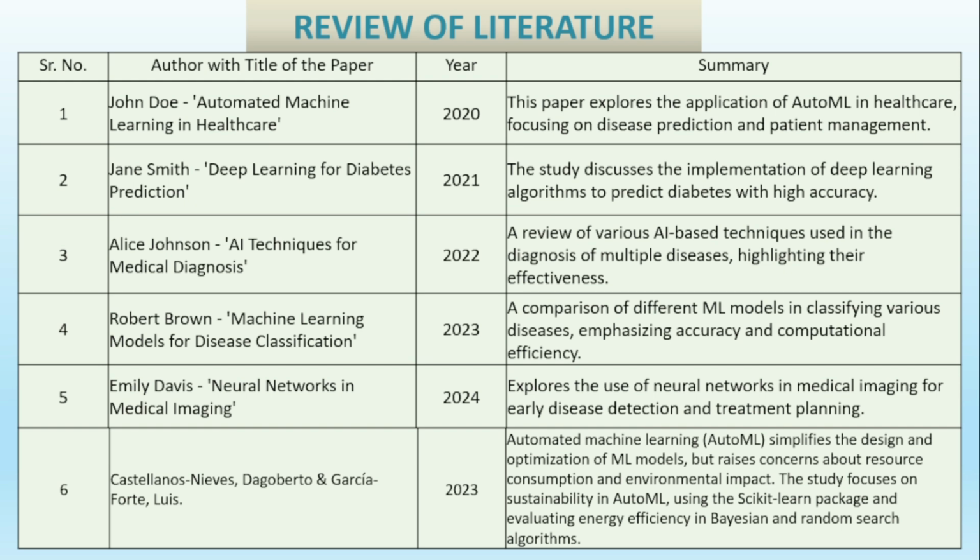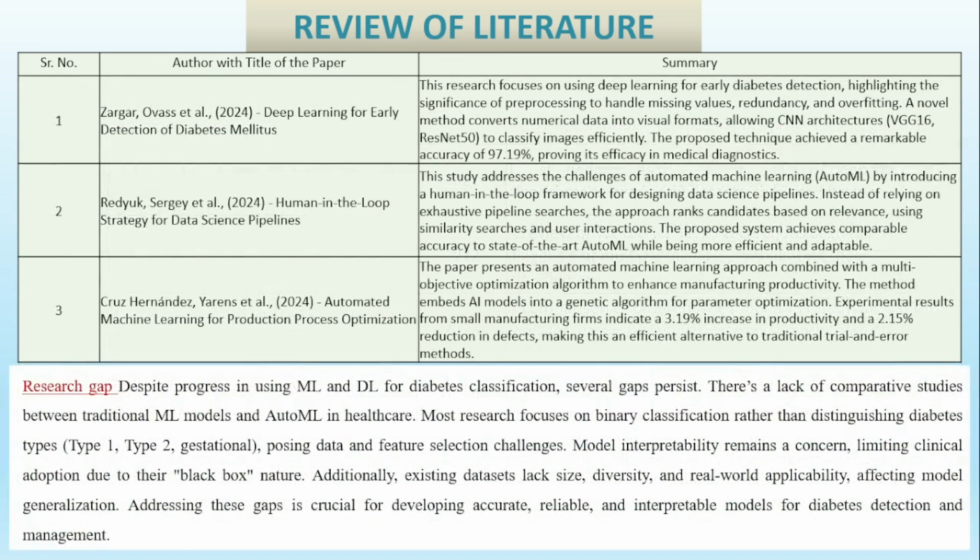Now Castellon, Neves, Dagoberto, and Garcia, 2023 paper: automated machine learning simplifies the design and optimization of ML models, but raises concern about resource consumption and environmental impact. The study focuses on sustainability in AutoML using the scikit-learn package and evaluating energy efficiency in Bayesian and random search algorithms. Now, three papers I have also included in my research. All three papers were published in 2024.